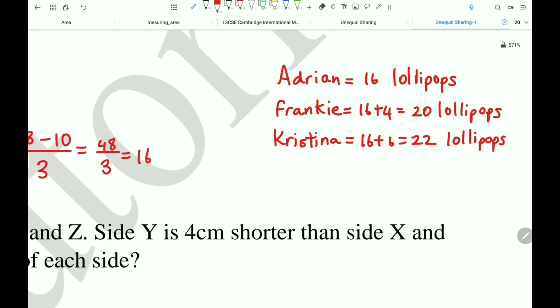So that's everybody's number of lollipops, and the last thing we should be doing is checking over. So it's easy to check these over. What we need to do is add everyone's numbers all together and see if we get the total we had before sharing, right, which is 58 in this case. So this means that 16 plus 20 plus 22 should be equal to 58. So let's check that. 6 plus 2 is 8, and 1 plus 2 is 3, and 3 plus 2 is 5. So we know that our sum works out, it's correct.